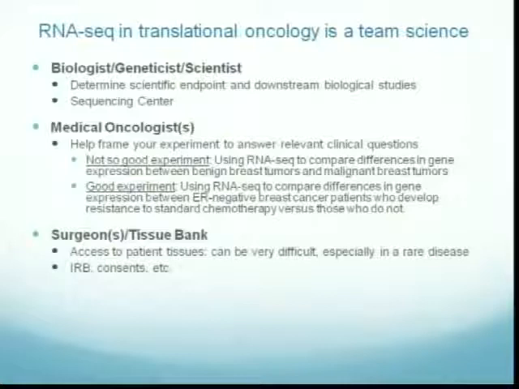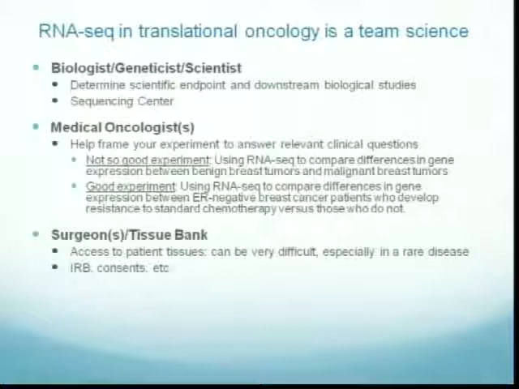Access to patient tissues, and Brian and I can speak to this many times, is probably one of the hardest parts of getting a study. We ourselves right now are working in a rare breast cancer called inflammatory breast cancer. It's taken us a year and a half to 2 years just to get the tissues, even though we've had funding for 2 years to do it. So I think having good access to these clinician folks who can get you these tissues is absolutely pivotal.